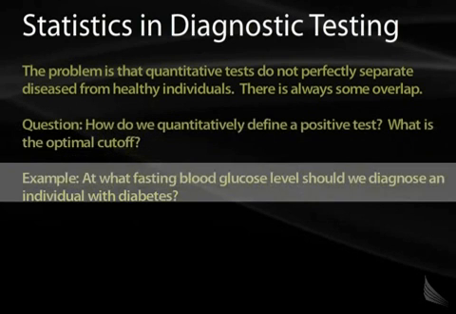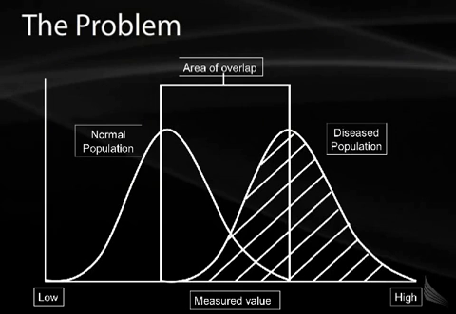Example, at what fasting blood glucose level should we diagnose an individual with diabetes? Necessarily, we're always going to include people in the wrong diagnostic category for whatever diagnostic threshold we choose. The question is, how do we choose these thresholds, and how do we deal with the trade-offs? So here's a more graphical representation of the problem.